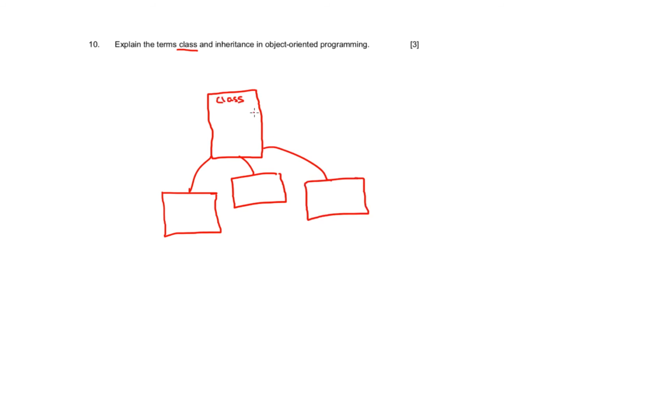Now we jump over to question 10 and we're looking at program paradigms, more specifically the object-oriented programming paradigm. So it says explain the terms class and inheritance in object-oriented programming. So we've got 3 marks in total for this one. So I do like to draw the diagram to explain the points here.